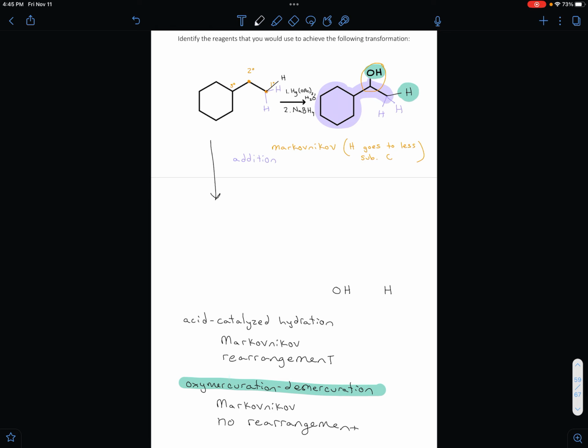If you did acid-catalyzed hydration on the original molecule, you would end up with a racemic mixture of the 2 enantiomers with the OH on that carbon, because you would have had carbocation rearrangement. And since that's not what we want, we had to prevent rearrangement and do oxymercuration-demercuration.